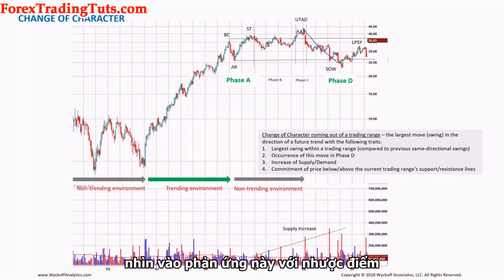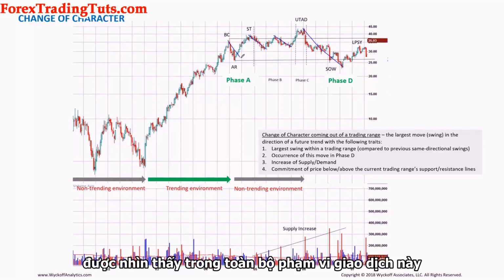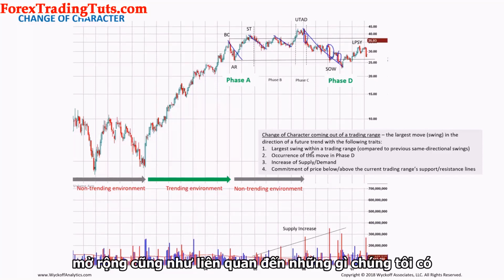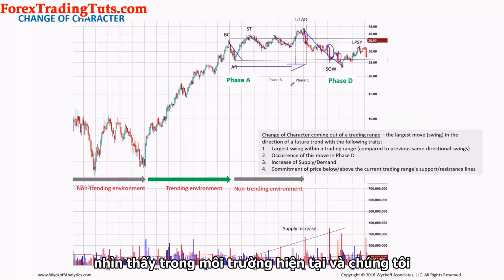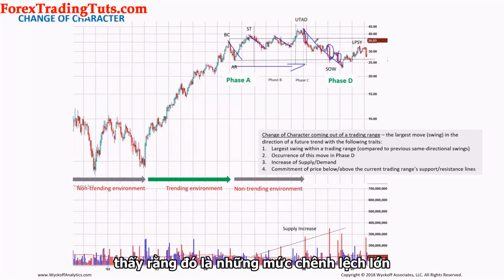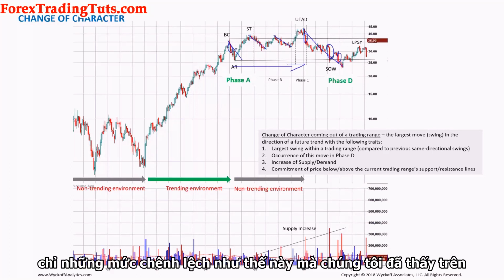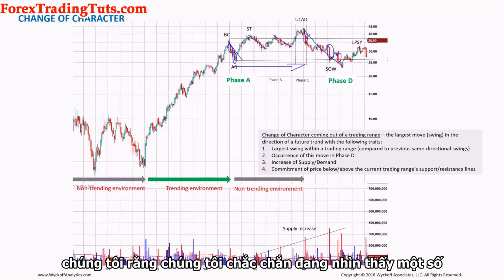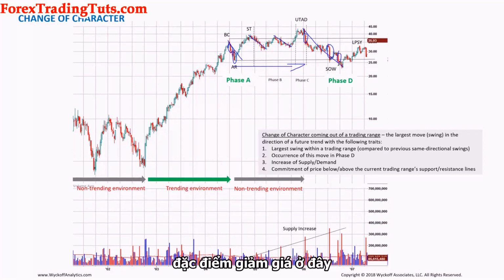Look at this reaction to the downside. Compare that to the reaction that we've seen throughout this whole trading range. Is it expanded? Yes. Is the down spread expanding as well relative to what we've seen in the current environment? And we see that those are the big spreads, the only spreads like this we've seen on the change of character itself. So that tells us that we definitely see some bearish characteristics here.